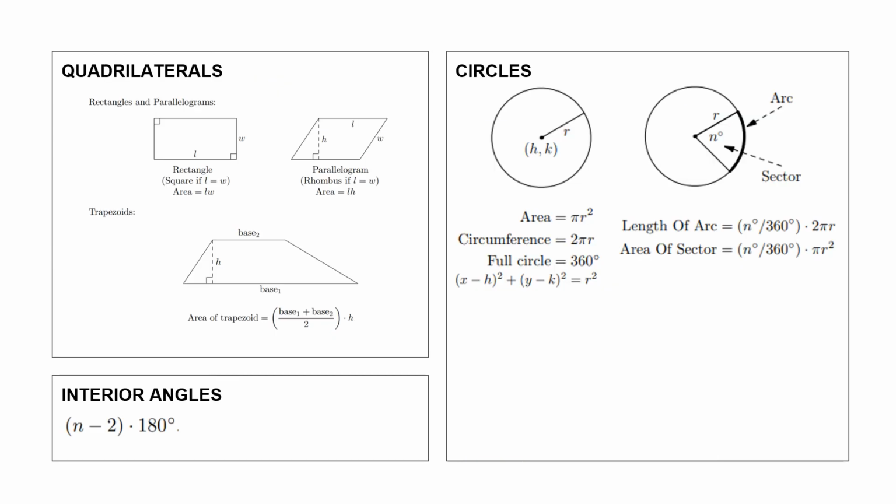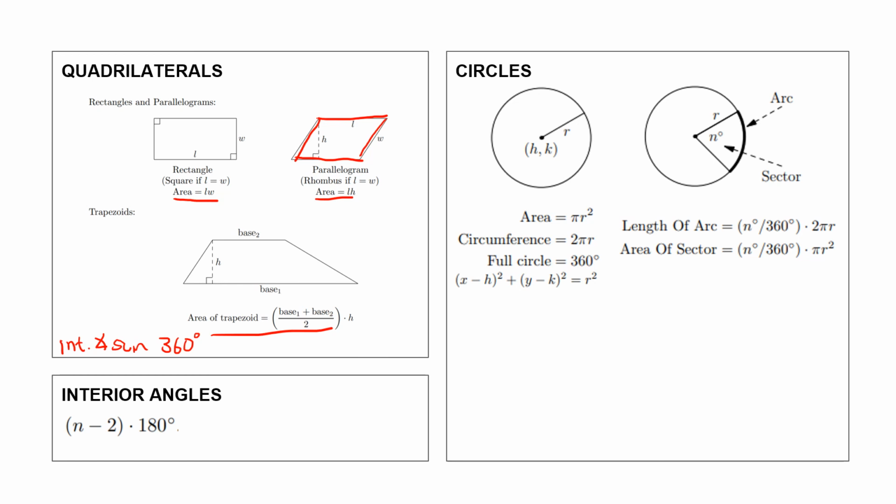So for quadrilaterals, we have rectangles and parallelograms. Rectangles have an area of length times width, and we know that if it's a square, length equals width, so the area of a square is just the side length squared. For parallelograms and rhombi, the area is equal to length times height. Now, we just have to note that when you have a rhombus, all sides are equal in length. For trapezoids, the area equals base 1 plus base 2 over 2 times the height. And the interior angles sum to 360 degrees. And we're going to cover that here with interior angles.